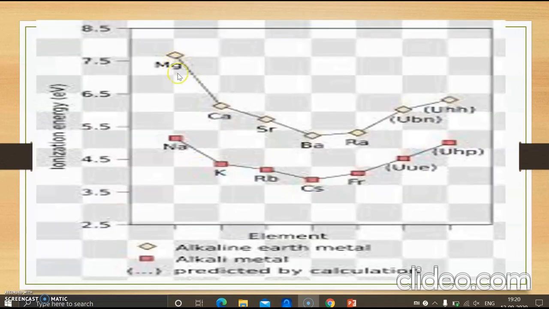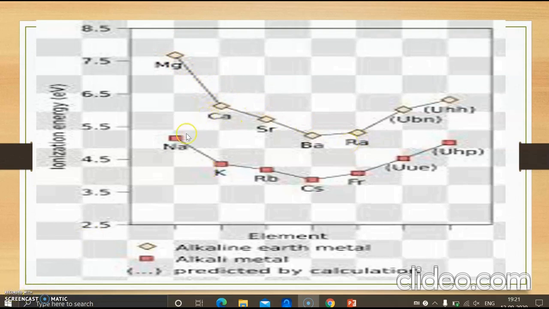Here is a top to bottom example: the alkaline earth elements from magnesium to radium. The ionization energy decreases, like in the alkali metals, from sodium to francium. This is the general trend: from top to bottom, ionization energy decreases with increase in atomic number.